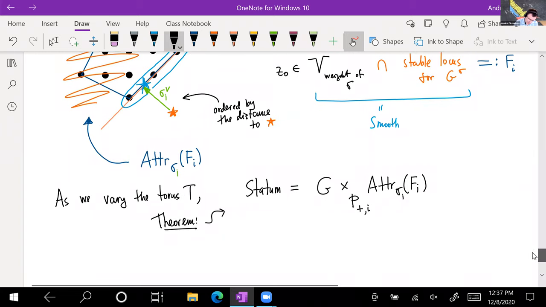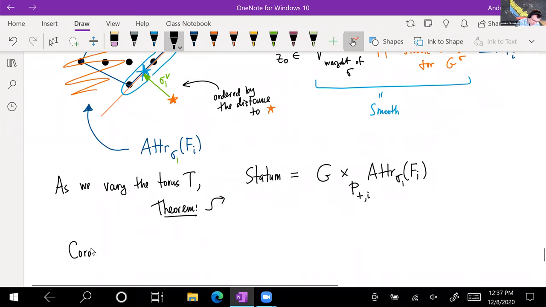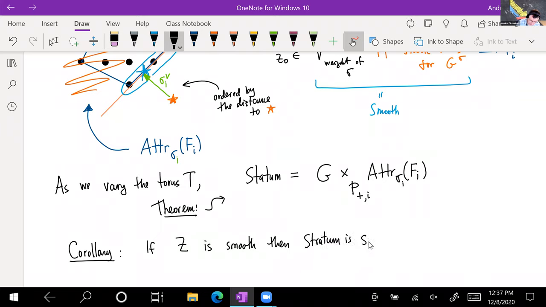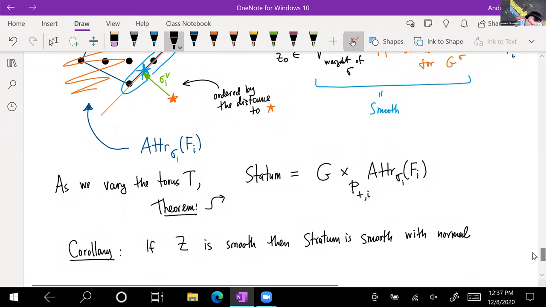And so then in particular, the conclusion, corollary: if Z is smooth, then the stratum is smooth with normal bundle. Why is it smooth? Because Fi, to start with, was a fixed locus of a torus on a smooth manifold, and then I take an open set, so this means it's smooth. And then this product, okay, it's smooth, with normal bundle.